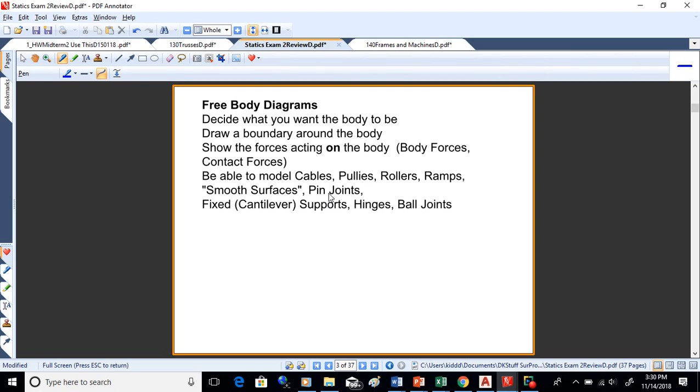So if you have a pin joint, you'll have two forces, x and y. If you have a cantilever support, you'll have two forces, x and y, plus a couple. If you have a roller or a smooth surface, you will draw the force perpendicular to the surface. Okay, so just focus on these supports, draw in the forces that represent the motions that are prevented by the supports.